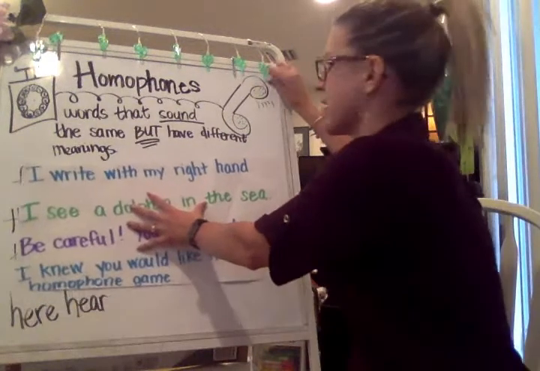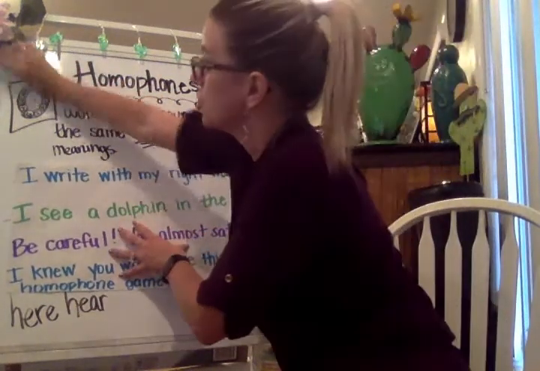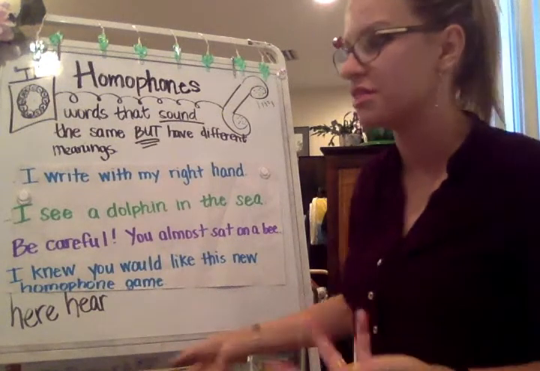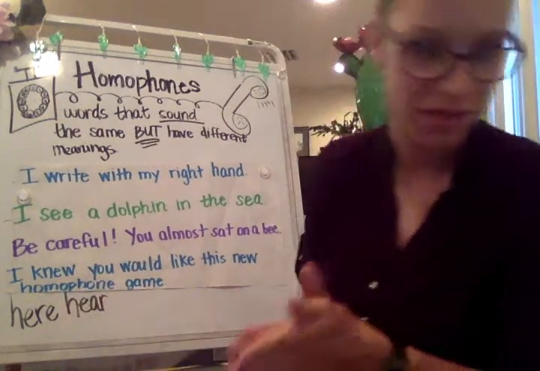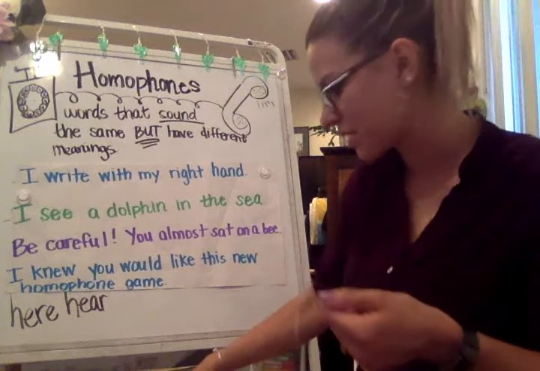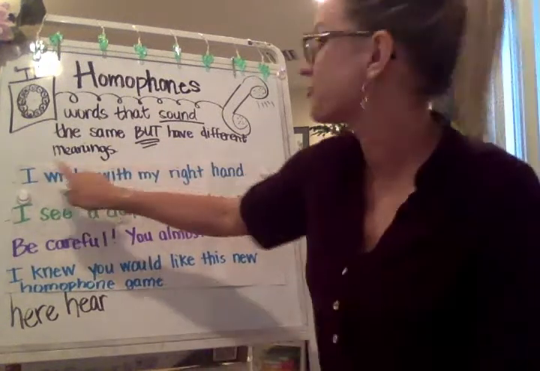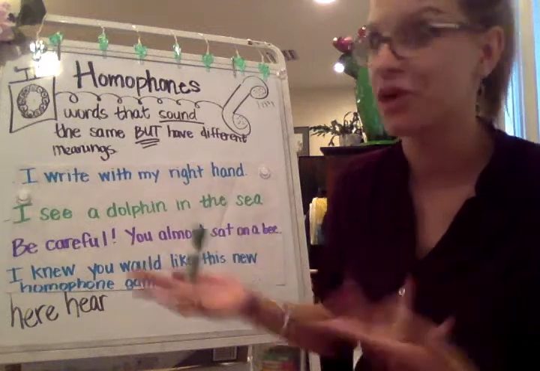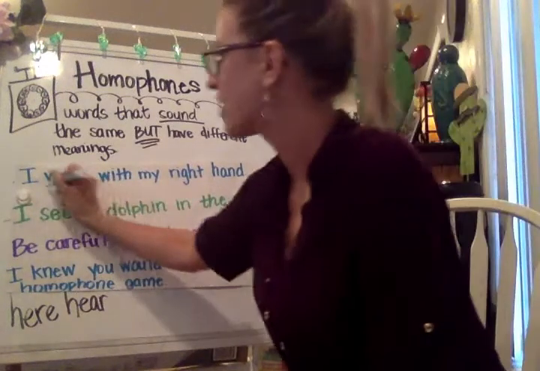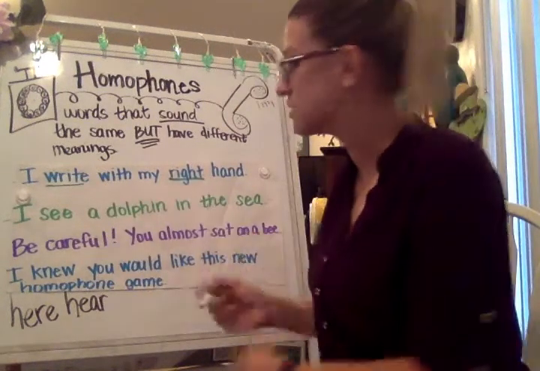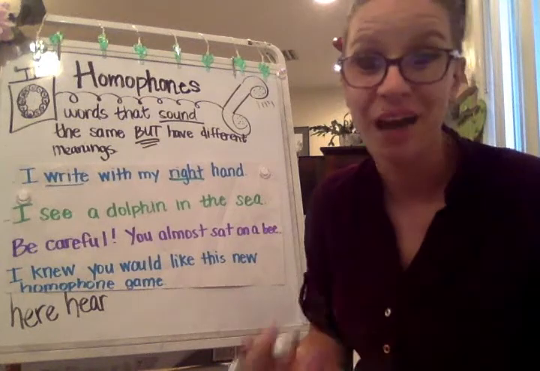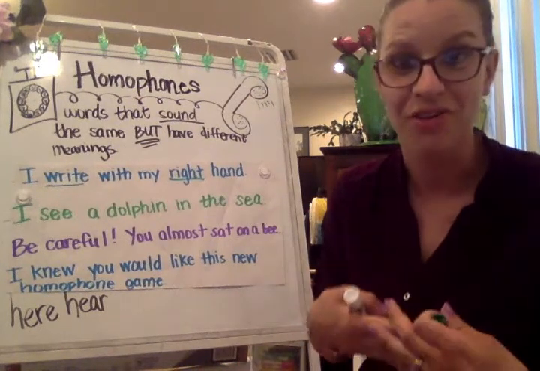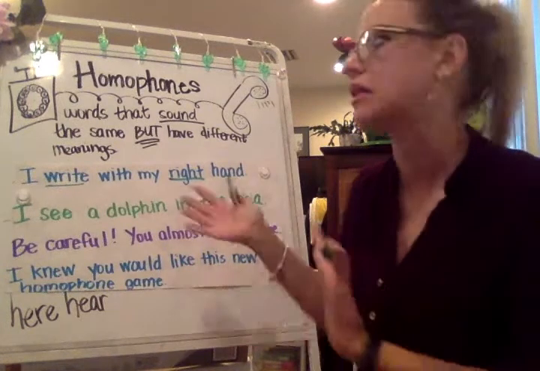Here are some sentences. So your job would be to identify the homophones in these sentences. And I'm looking for a marker. I'm going to just use an expo marker, I suppose. So I write with my right hand. And when you say it out loud, you can hear how the words sound the same. I write with my right hand. So identifying homophones, it might even be helpful if you read the sentences out loud. You can figure out which words sound exactly the same.